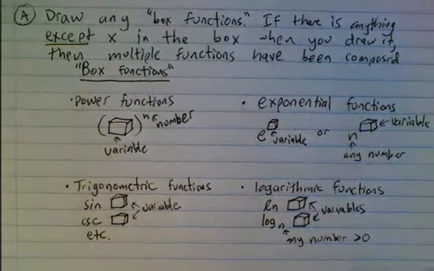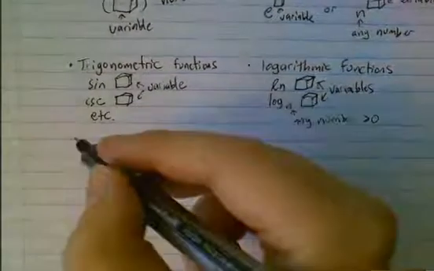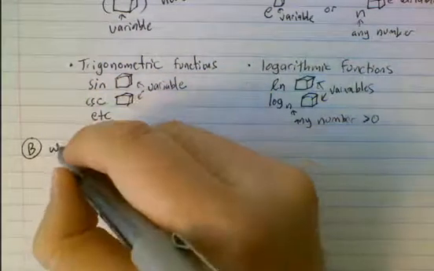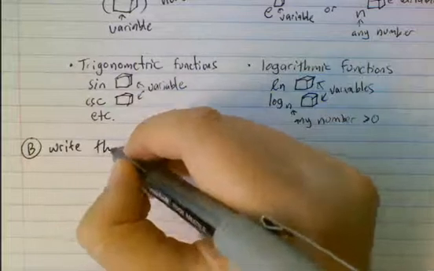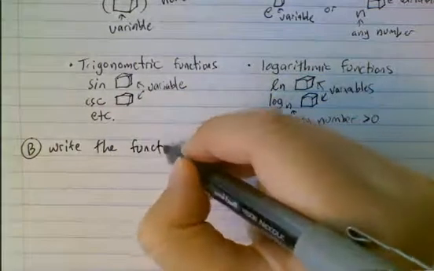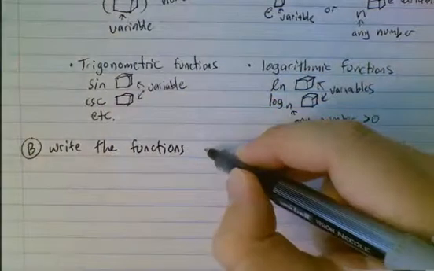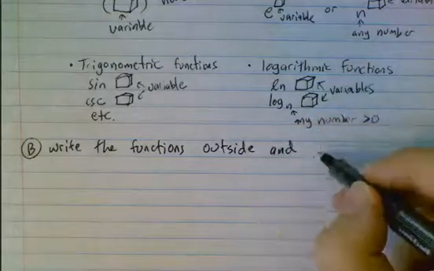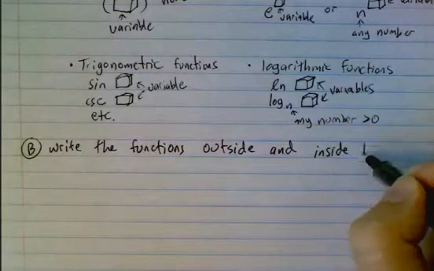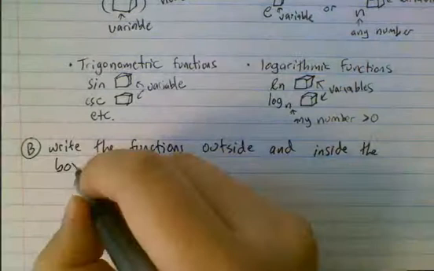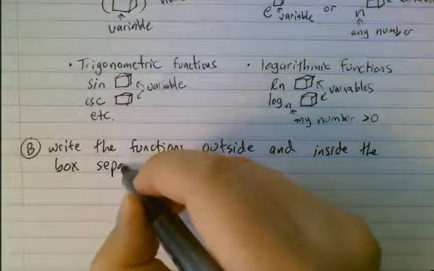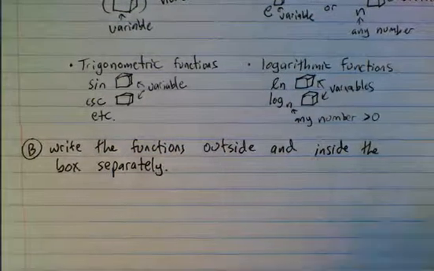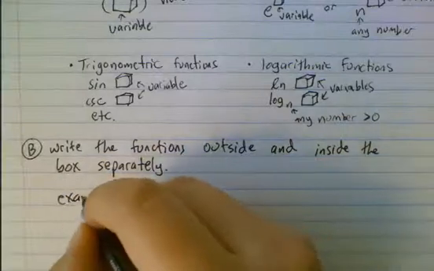That's going to be the first step. The second step is simply going to be to write the functions outside and inside the box separately. So let's give an example of what this looks like.